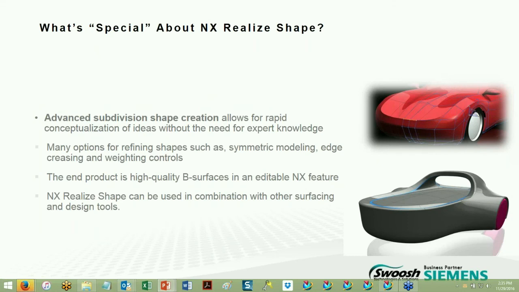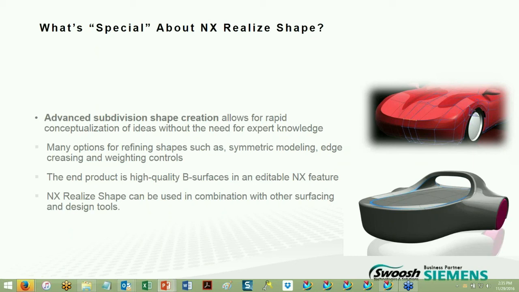It's very easy to create smooth transitions in Realized Shape because it is essentially a single surface definition. There are a lot of options for shape creation. You have lots of options for your starting shape, but that one critical point that I made is that it is a high quality B surface, and it's an editable NX feature.